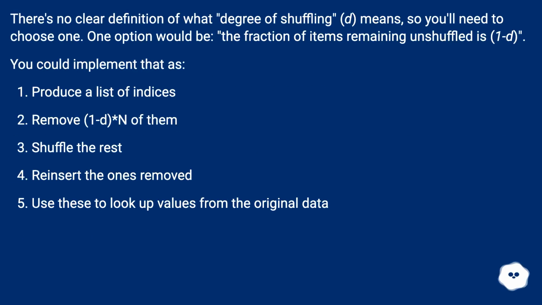There's no clear definition of what degree of shuffling, D, means, so you'll need to choose one. One option would be: the fraction of items remaining unshuffled is 1-D. You could implement that as: produce a list of indices. Remove (1-D)*n of them. Shuffle the rest. Reinsert the ones removed. Use these to look up values from the original data.